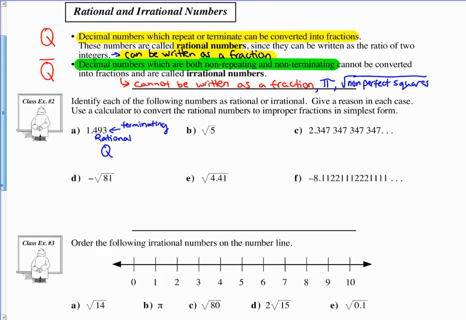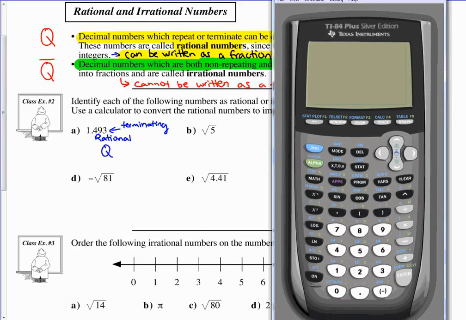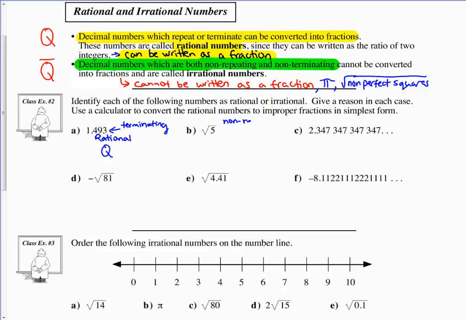Now root 5, we can type it in our calculator. We don't have to, but you can see if you type it in your calculator, is it repeating? No, non-repeating. Is it terminating? If it's non-repeating and non-terminating, it's irrational.